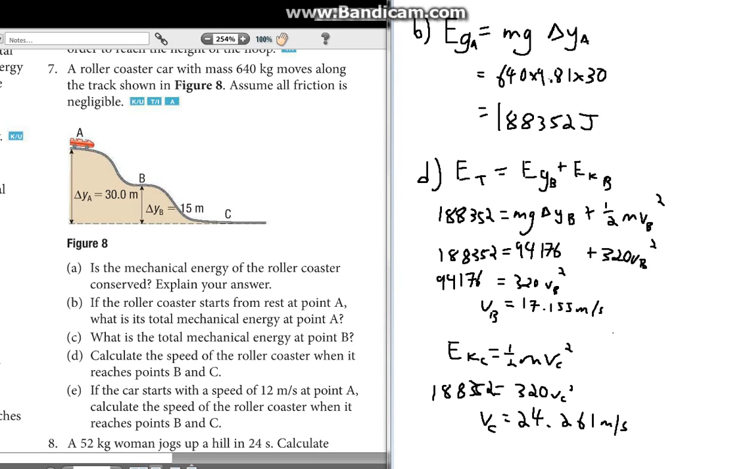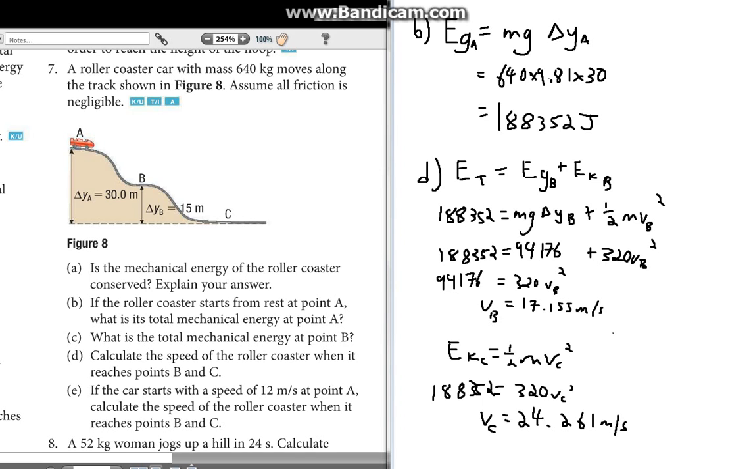Explain your answer. Yes, the mechanical energy of the roller coaster is conserved because there is no loss of mechanical energy as the roller coaster goes down the track. As it increases in speed due to gravity, it decreases in height. So as kinetic energy increases, gravitational potential energy decreases proportionally, so it stays at the same total mechanical energy.